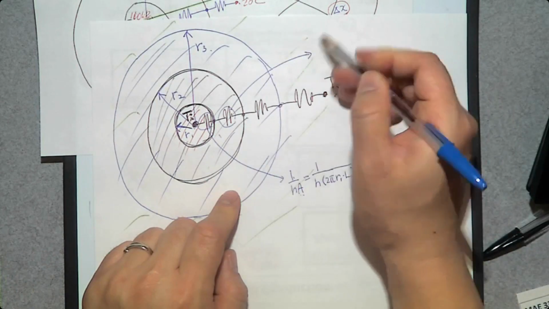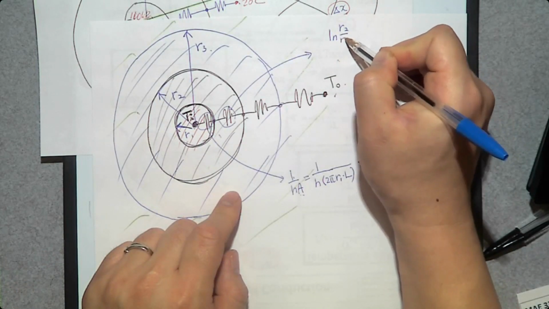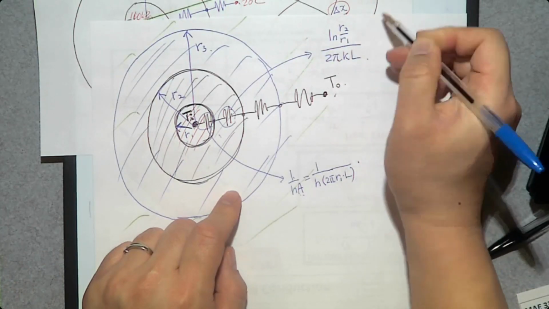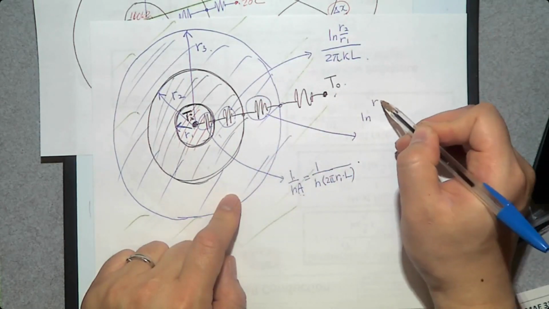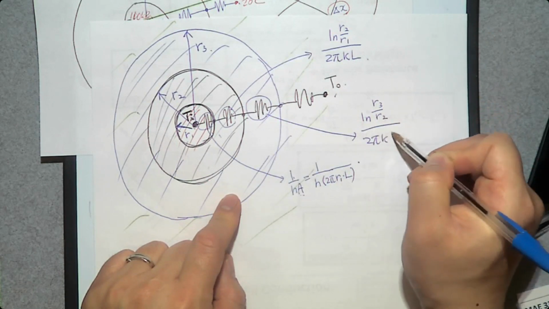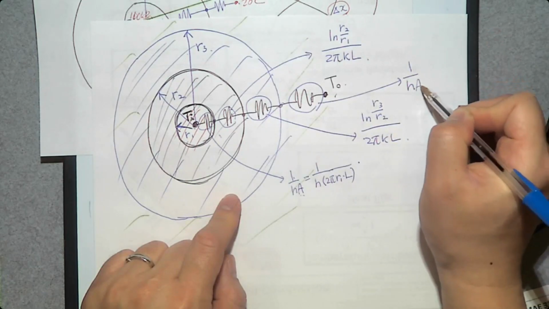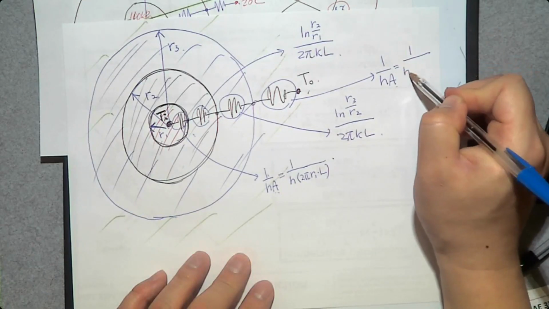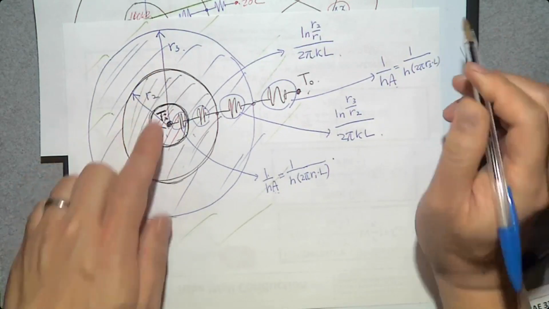Conduction resistance is going to be natural log R2 over R1 over 2 pi Kf. What about this? Natural log R3 over R2 over 2 pi Kf. What about this one? 1 over HA. In this case, this area is going to be 1 over H times 2 pi R3 times F.